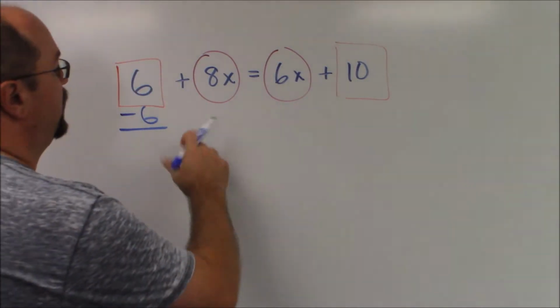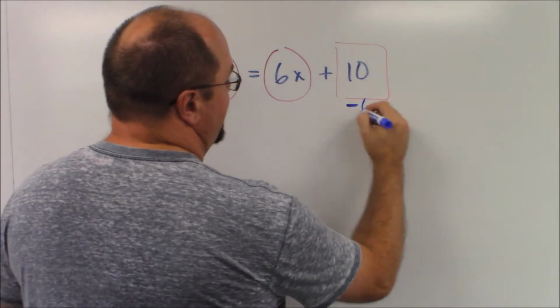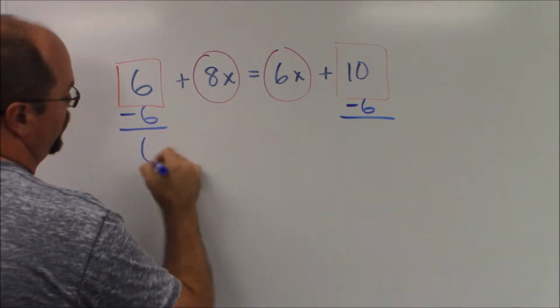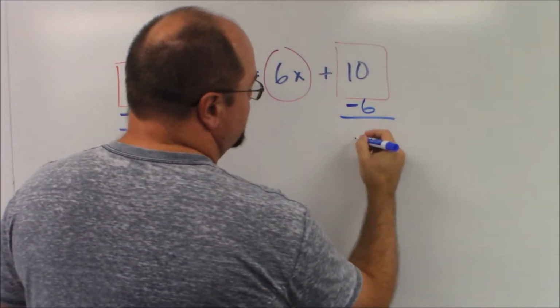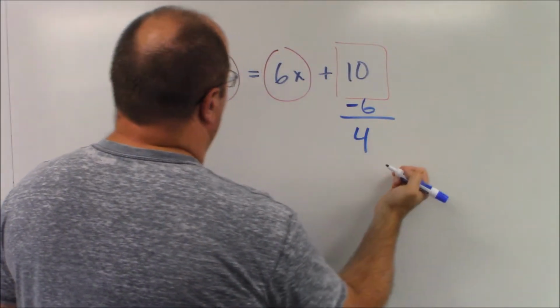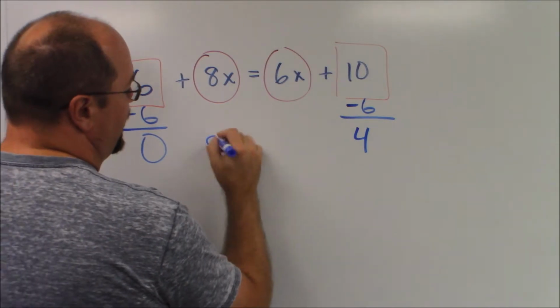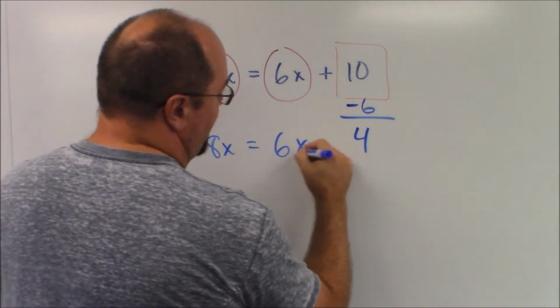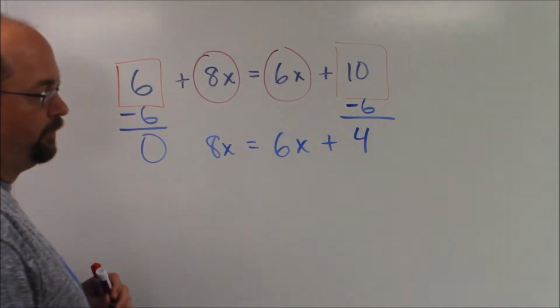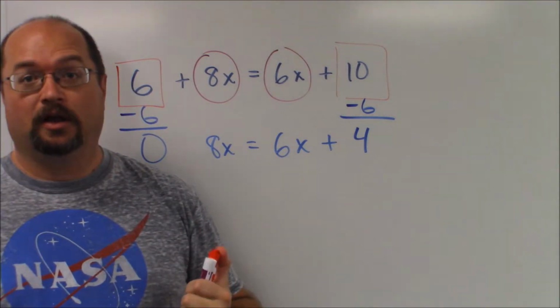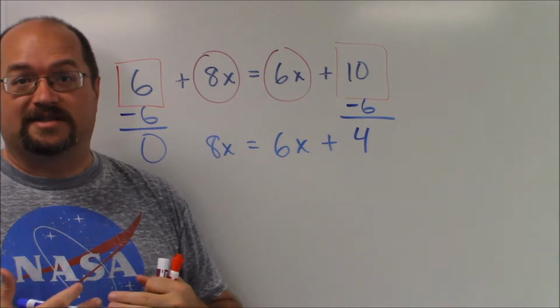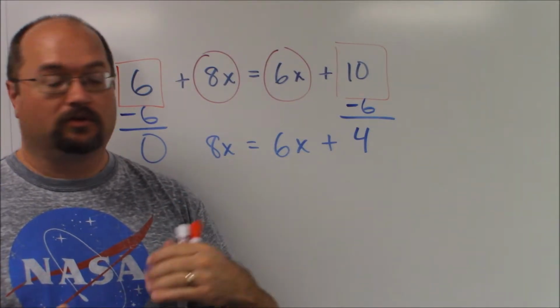Okay? So continuing on, I'm going to subtract 6 from both sides. 6 minus 6 here will give me 0, so that essentially eliminates this. And then 10 minus 6 will give me 4 here. And then I want to rewrite 8x equals 6x plus 4. Now the rewriting is pretty important because especially when we're trying to find errors here, we want to see our steps. Okay, so make sure you're writing those out.